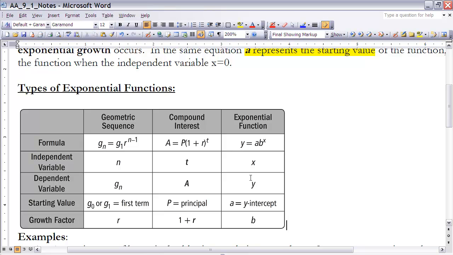And then finally, we're going to look at exponential functions. In exponential functions, our independent variable is x, our dependent variable is y, kind of like we generally worked with when we were working with linear equations and quadratic equations. But with exponential functions, the starting value now is going to be a, and that value will be the y-intercept. So a is always the y-intercept of that exponential function, and b will always be that growth factor.